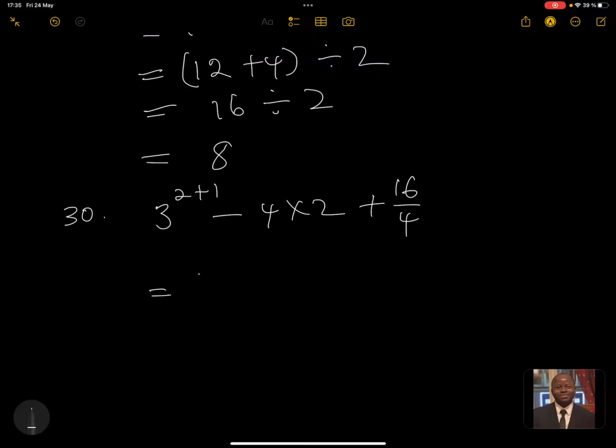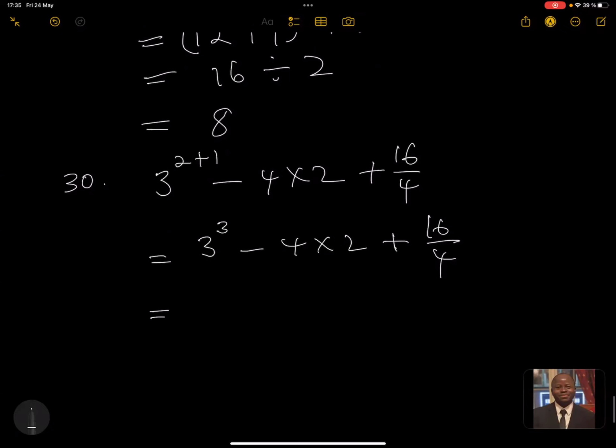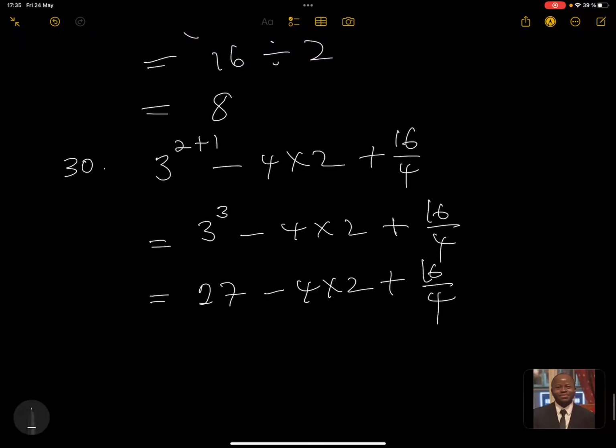3 plus. There is addition there. So I will deal with that addition within the exponent. 3 to the power 2 plus 1 will be what? 3. Minus 4 times 2 plus 16 divided by 4. Now I can do my exponent in peace. 3 to the power 3 is 27. That is 3 times 3 times 3. Minus 4 times 2 plus 16 divided by 4.